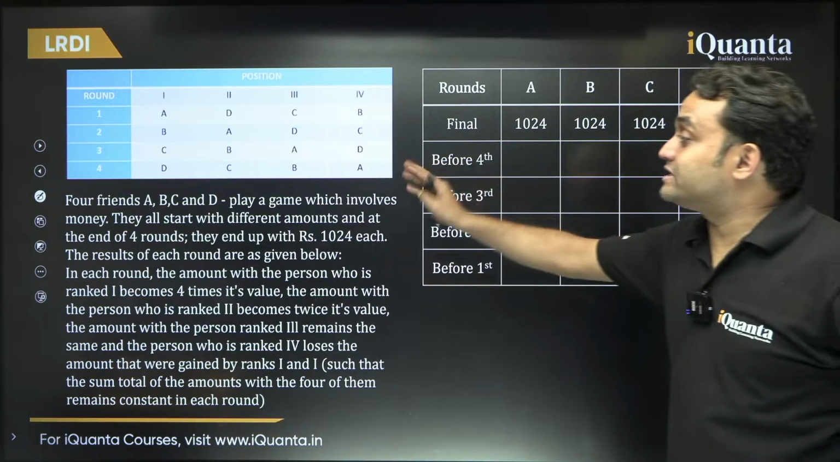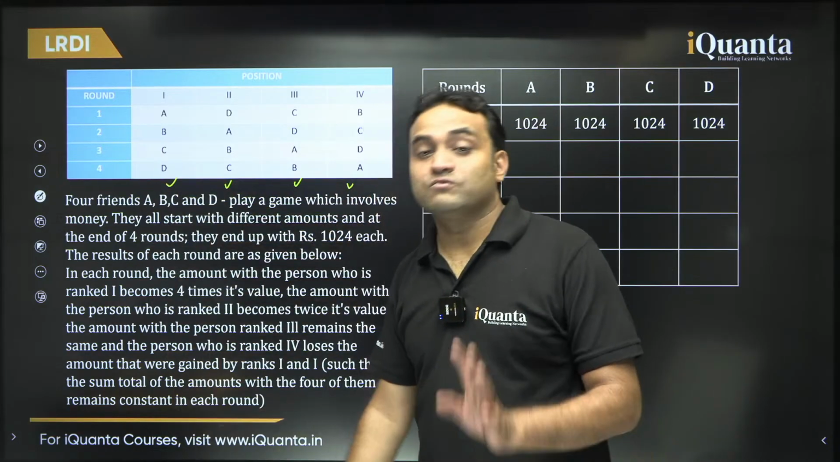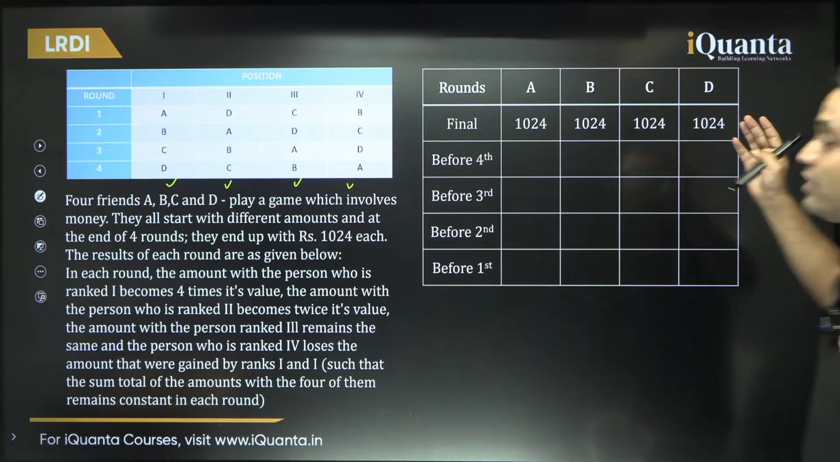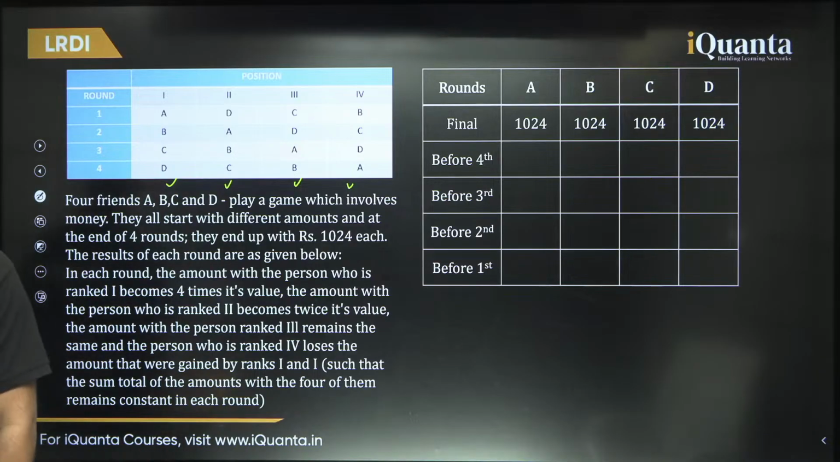So when the fourth round started, what will happen? When the fourth round started, the rank of D was 1. So what would have happened to D? What would have happened to C? What would have happened to B? What would have happened to A? Can you tell me the amount with them just before the final amount? It says at the end of the 4 rounds, they end up with 1024 rupees each, right?